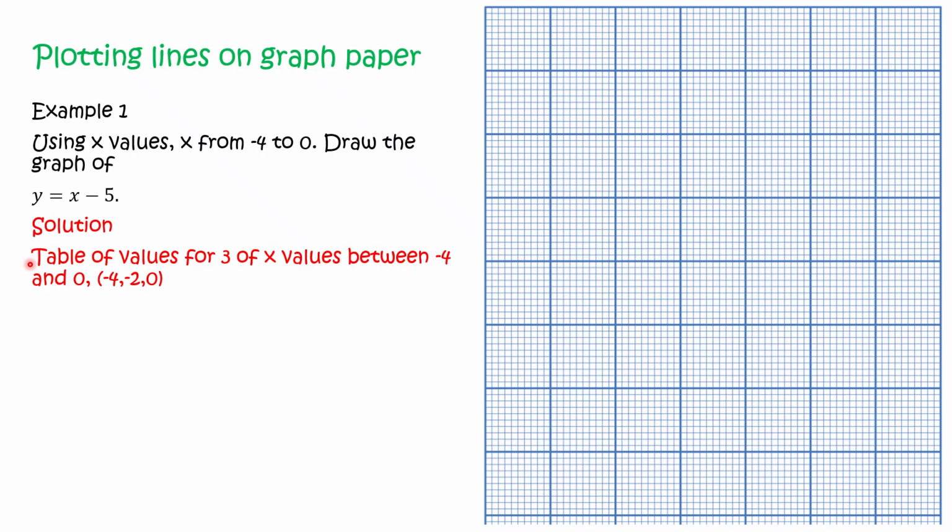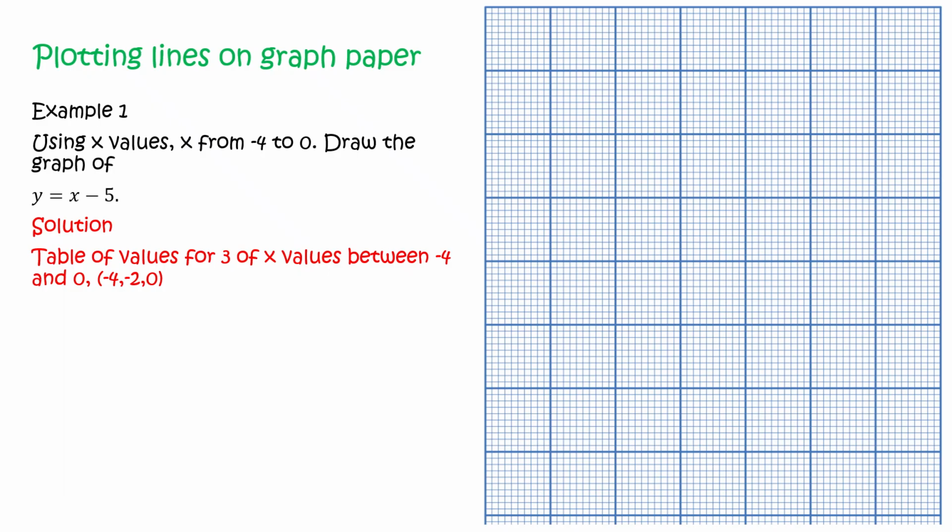The first thing that we have to do is to come up with the table of values for at least 3. In our case, we're going to select just 3 values of x that are between -4 and 0. And these values are -4, -2, and 0. Then we are going to calculate the associated y values.